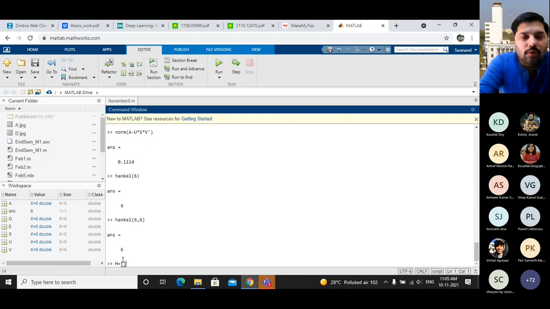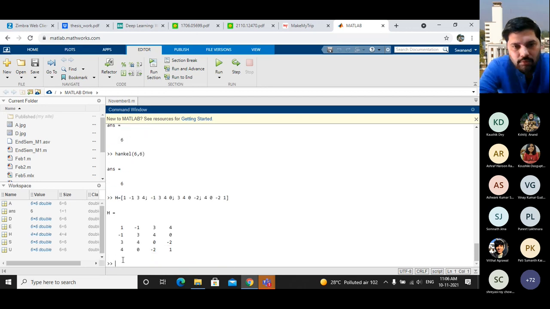So maybe what I will do is 1, minus 1, 3, 4, minus 1, 3, 4, 0, 3, 4, 0, minus 2. So how many rows have I written? 3, 4, 0, minus 2, 1. Okay, so this is the matrix I have written. Does this matrix have a Hankel structure? Okay, this matrix has a Hankel structure, right?